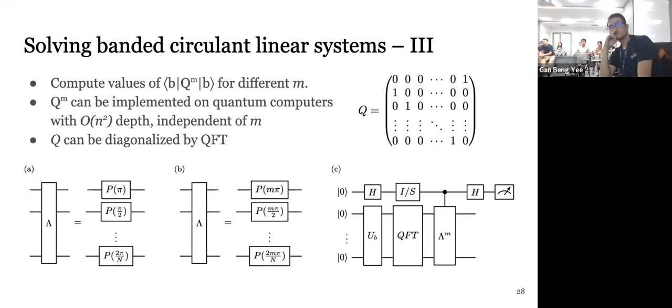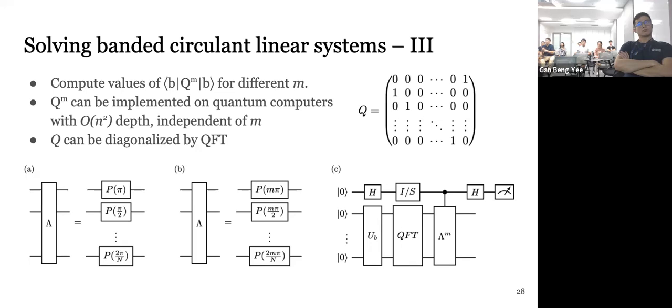So what we want to do is to compute different values of bra b, Q^m, ket b, for different m. The next step is to implement this on a quantum computer. So how do we implement Q^m in particular on a quantum computer? Remember that I mentioned that circulant matrices can be diagonalized by a Fourier transform. If you notice, Q is actually also a circulant matrix, so this could also be diagonalized by a Fourier transformation.